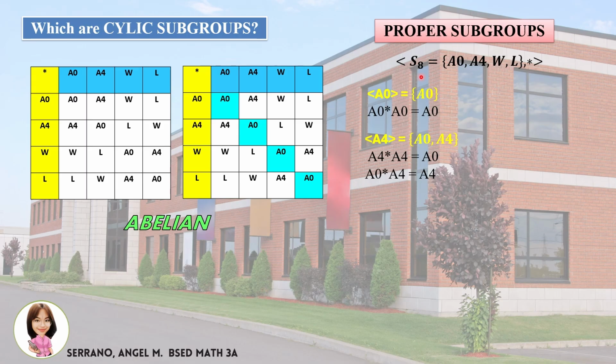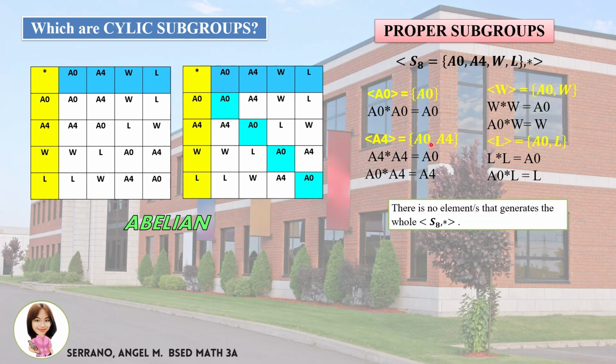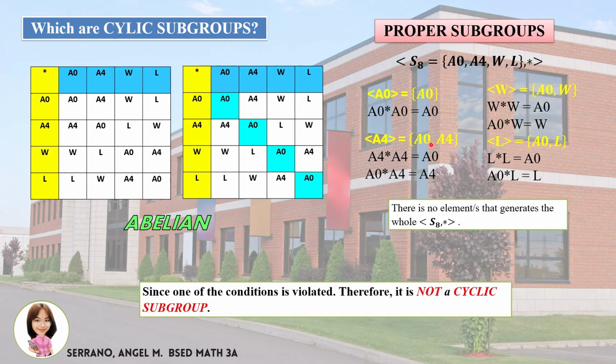Also the elements generated by A4, the elements generated by W, and the elements generated by L. Since there are no elements that generate the whole group of S sub 8 under binary operation star, and one of the conditions is not satisfied, we can conclude it is not a cyclic subgroup.